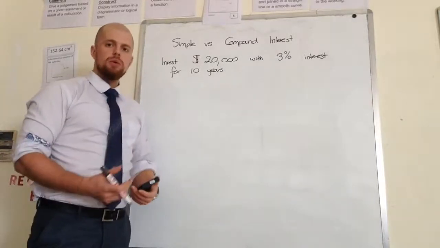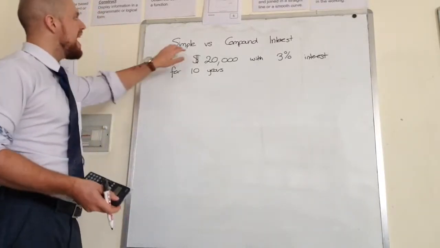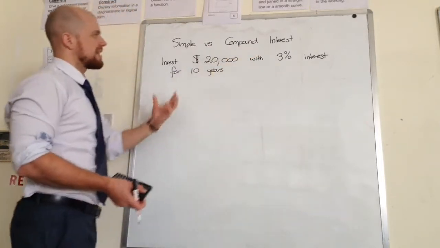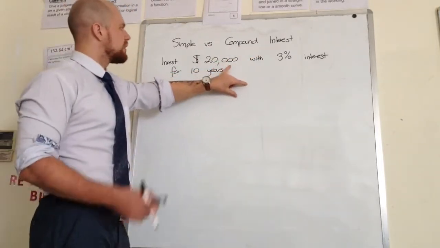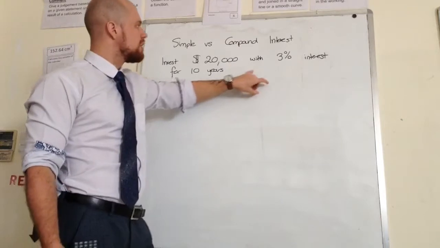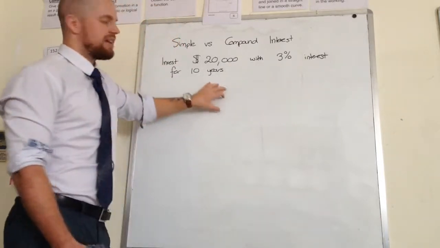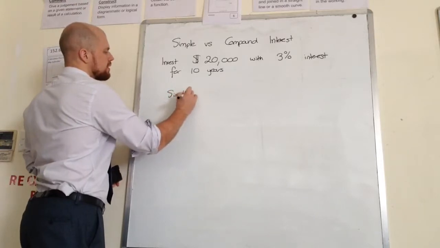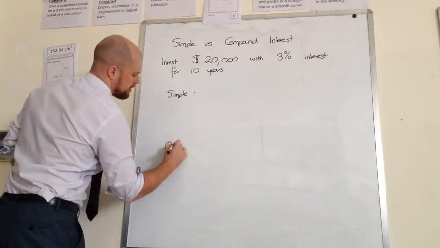So in this video what we're going to be doing is we're going to compare simple and compound interest. To do this we're going to take an example, and the example is we're going to invest $20,000 with 3% interest for 10 years. We're going to do it both with simple interest and with compound.